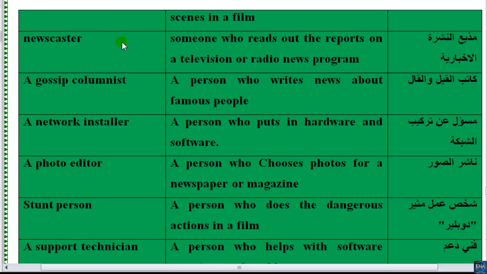Newscaster. Someone who reads out the reports on television or radio news program. A gossip columnist. A person who writes news about famous people. A network installer. A person who puts in hardware and software.